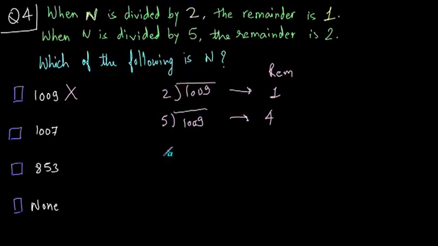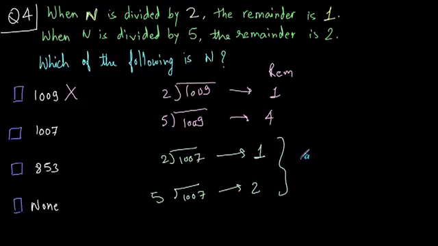Let's divide 1007 by 2. The remainder would come as 1, and if you divide 1007 by 5, you get the remainder as 2. Just divide it, you'll definitely get remainder as 2. So the option here is yielding us the remainders 1 and 2. So this is the correct answer.